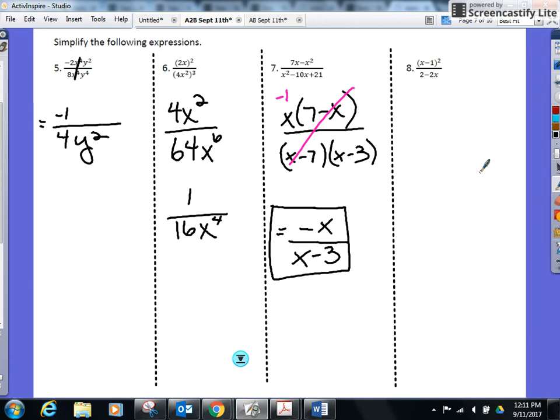All right, here we go. Let's keep going. 8. X minus 1 all squared. That means how many of them are there? 2 of them. So that's what I'm going to write. I'm going to write that there's 2 of them, but there's no need to FOIL or double distribute. Okay, no need.